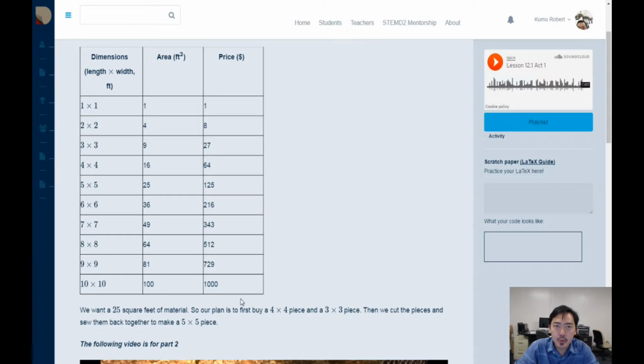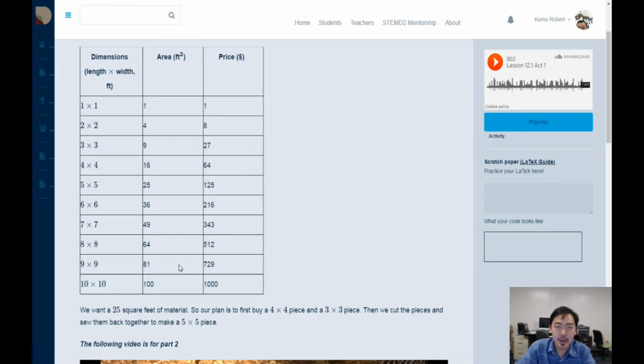In this activity, we need to obtain 25 square feet of material. But we have two options to do this. And the first question will ask you to compare the two options. The first option is to get a piece that is 5 feet long and 5 feet wide. In the second option, we need to get two pieces. The first piece has to be 3x3, and the second piece has to be 4x4. And then we need to find a way to cut these two pieces and sew them back together to get a 5x5 piece.